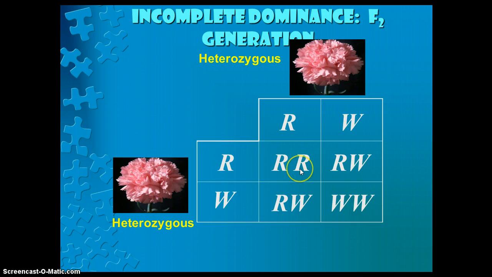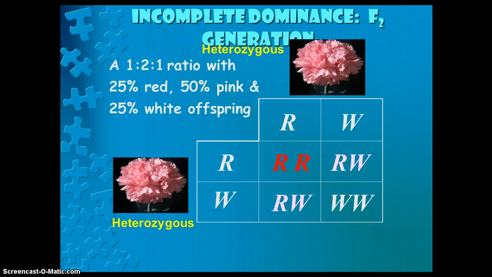This one right here, big R, big R, is going to be red because it's homozygous and it has two red alleles. These two right here, we have a big R and a big W, so we're going to have a pink flower, because the red and the white are both equally strong, so they blend together in the phenotype. Here we have big W, big W, and that's going to be white, of course. So that gives us a 1 to 2 to 1 ratio: 25% red, 50% pink, and 25% white.